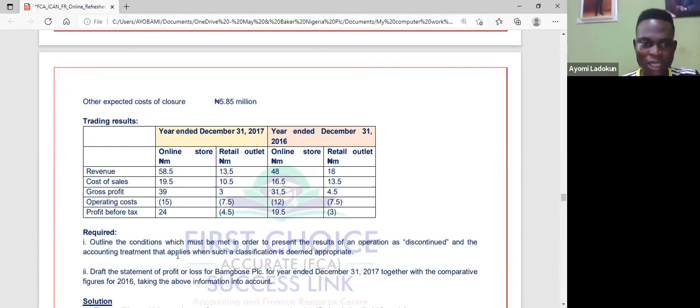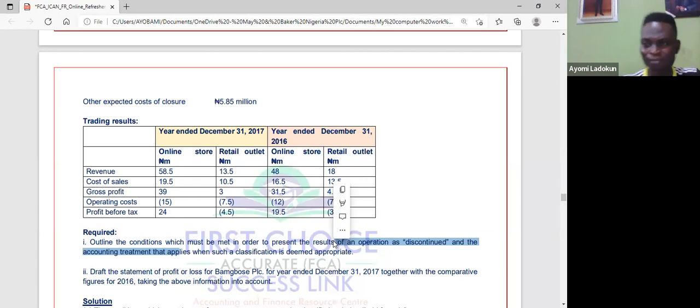The requirement is to outline the conditions which must be met in order to present the result of an operation as discontinued, and the accounting treatment. What are you going to tell them? The operation must be available for immediate sale in its present condition, and the sale must be highly probable. For that to be the case, you now list all those other five.